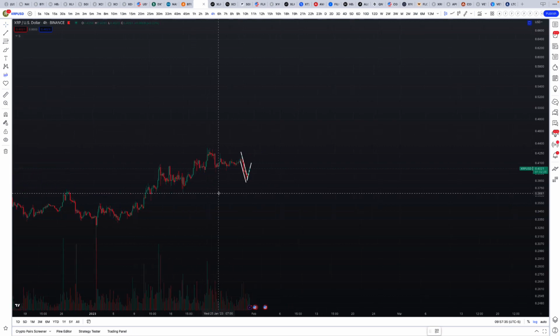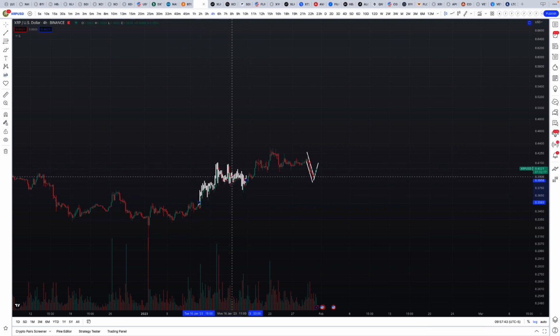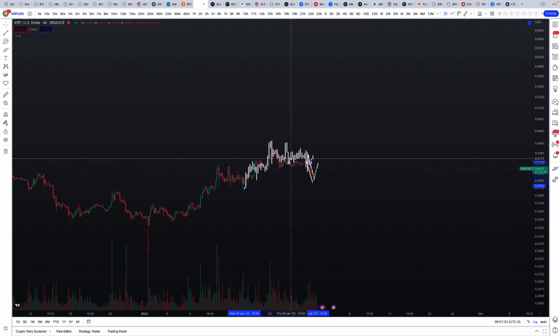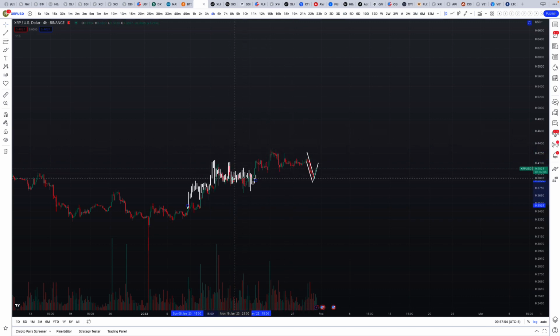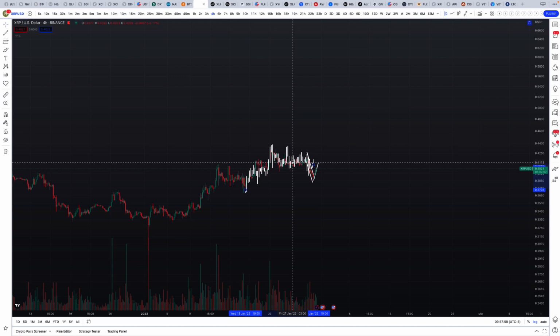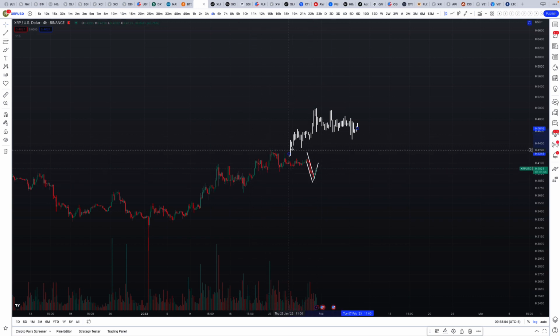But if I look at this, I'm seeing that this pattern right here is the same as this one. And it's just a little bit more stretched out. See what I mean? So I just took that one and stretched it out a little bit and matched it like that. It does seem like we completed this pattern and now we're heading on the upswing to go higher.